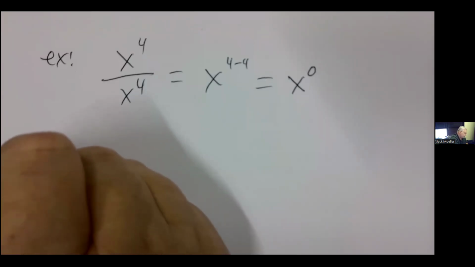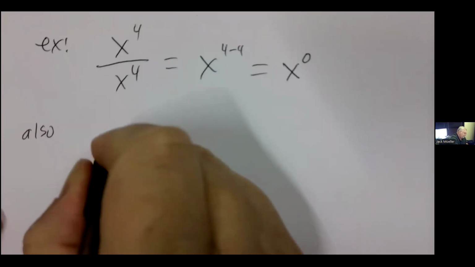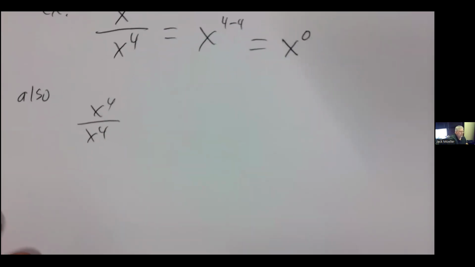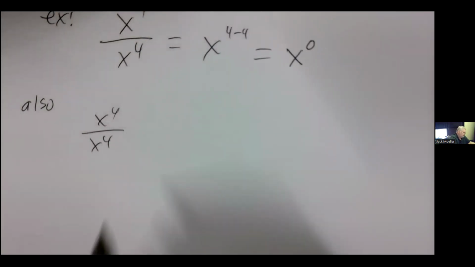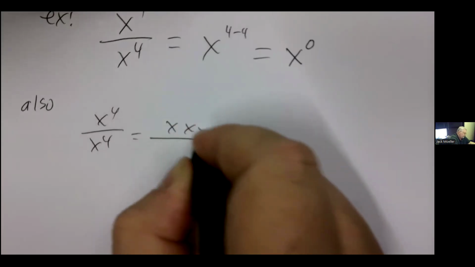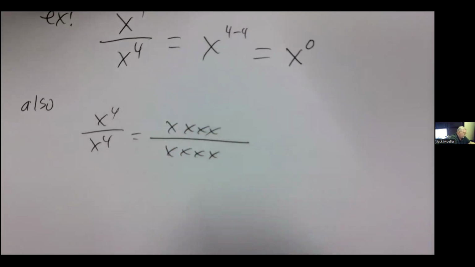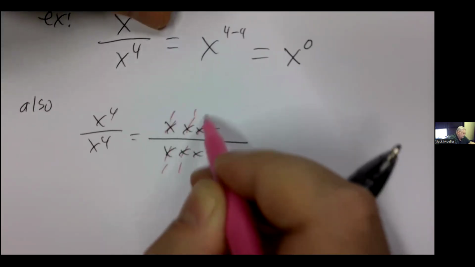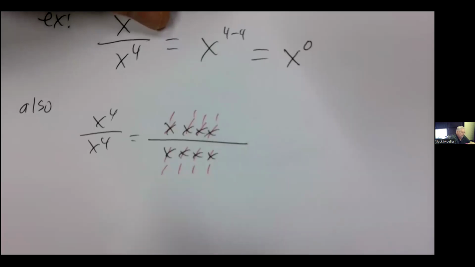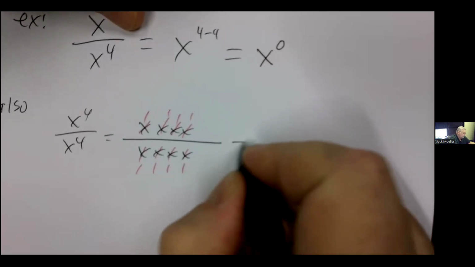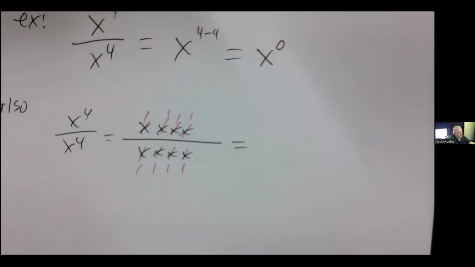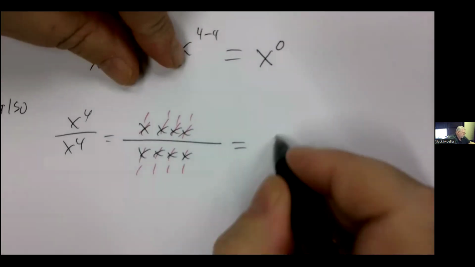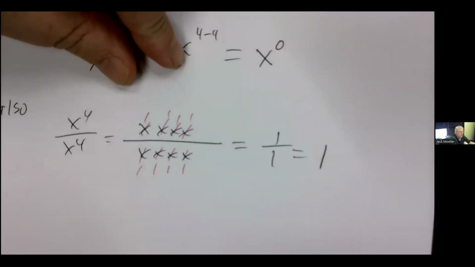So let's do this a different way. With these variables, we can always write them out. So we have 4 x's on top, 4 x's on bottom. So what do we get when we start dividing? Well, x divided by x is 1, x divided by x is 1, and we can do that 4 times. So what do we have left? And please don't tell me 0, because we still have something left. Because we have 1 times 1 on top, 1 times 1 on bottom, so we get 1.